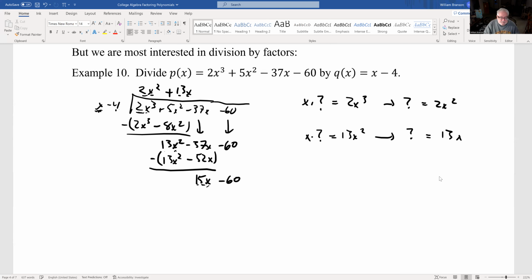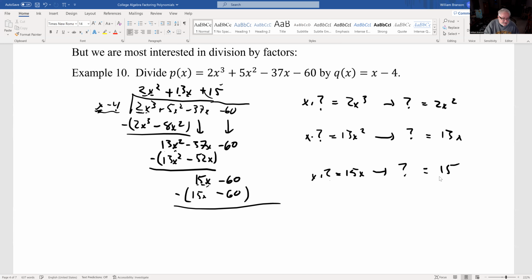So our leading term here is 15x. x times what equals 15x, and the answer is 15. So we'll throw in a 15 here. And then we take the 15 and we multiply by both those terms. We get 15x minus 60. We subtract. 15 minus 15 is 0. Minus 60 minus minus 60 is also 0. So we just get 0 as our remainder.